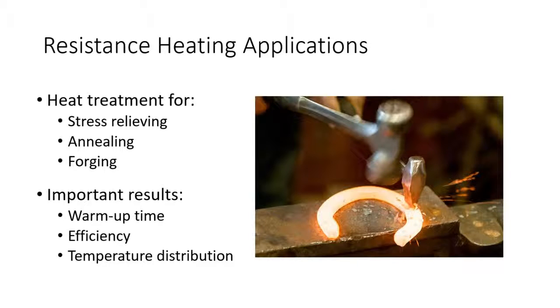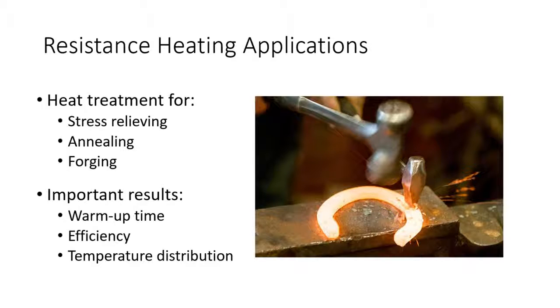So some of the most important applications of the resistance heating method are stress relieving, annealing, and forging. You would apply resistance heating on a specimen, on a workpiece, to raise its temperature and make it suitable for further machining and further use. Heat treatment for stress relieving and annealing is usually conducted in order to realign the metal crystals and make the workpiece less prone to cracking or splitting. It is conducted at lower temperatures, typically between 200 and 700 Celsius.